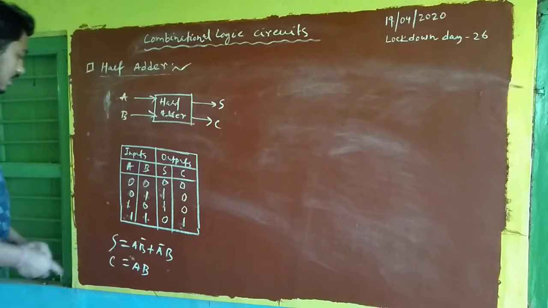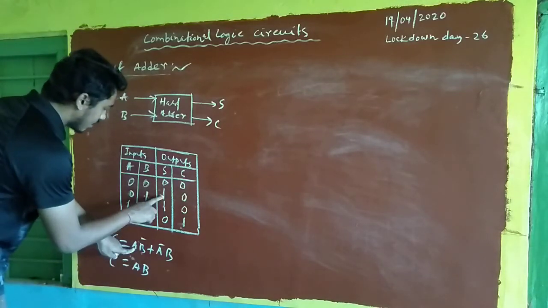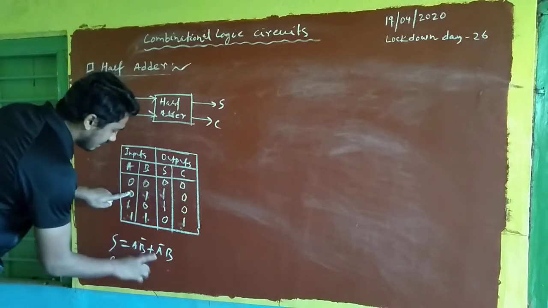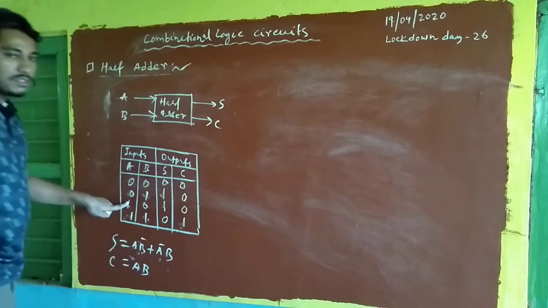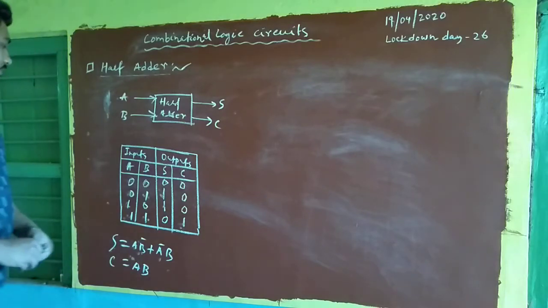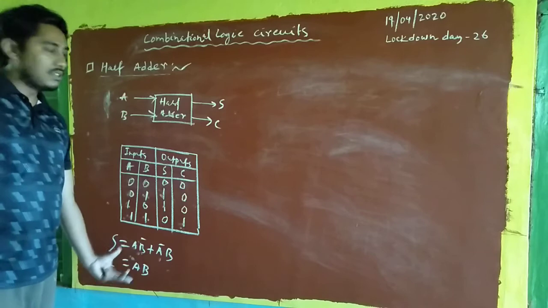Now don't get confused here, I am writing A B bar, but here one is A bar B. For this combination it is coming A bar B, and for this combination it is coming A B bar. So you may write here A bar B plus A B bar, same meaning. Now these are the logic expressions for the half adder.